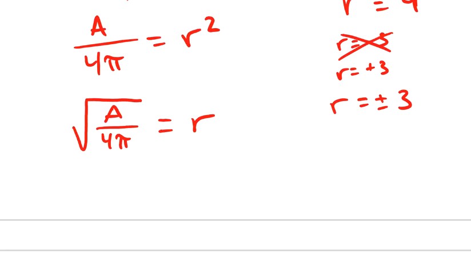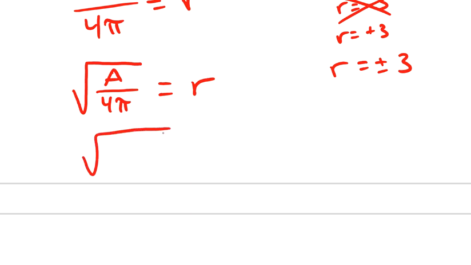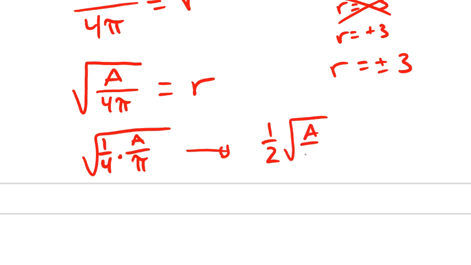I do see that I have a 4 inside of there, and they're all monomials, right? It's A over 4 pi. So I can rewrite this in this way. I can rewrite it as the square root of A over pi, oops, A over pi is what I meant to write, times 1/4. And the only reason I point this out is the square root of 1/4 is 1/2. So I can rewrite this as 1/2 times the square root of A over pi.